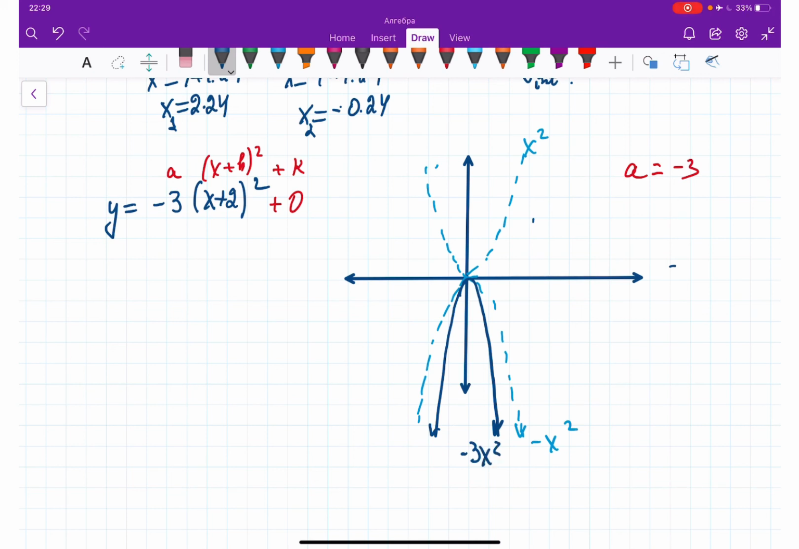Next, I'm going to use shifting of x. Since I have x plus 2, I'm going to shift by negative 2. Okay, so if this is 1, this is going to be 2. I'm going to shift by negative 2.